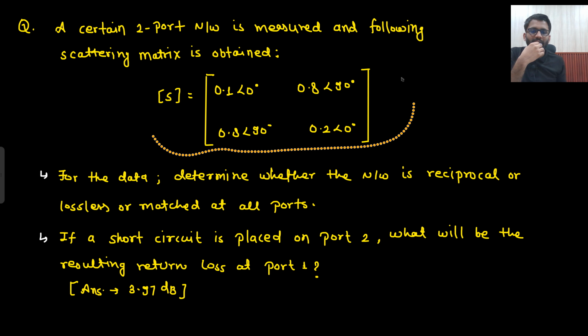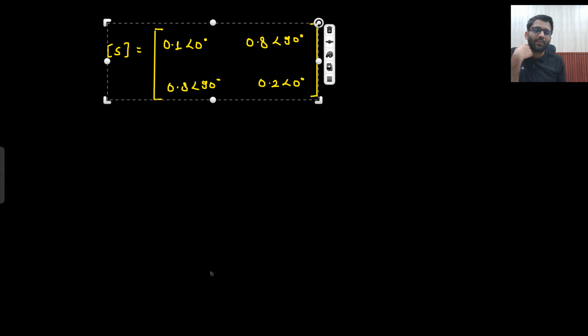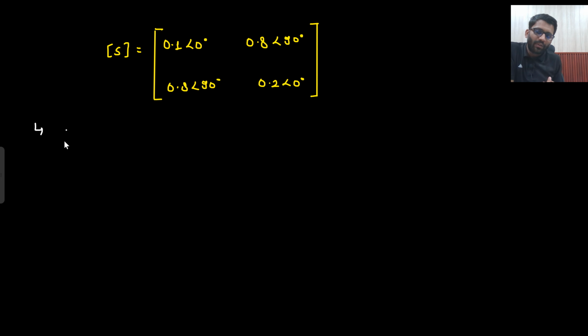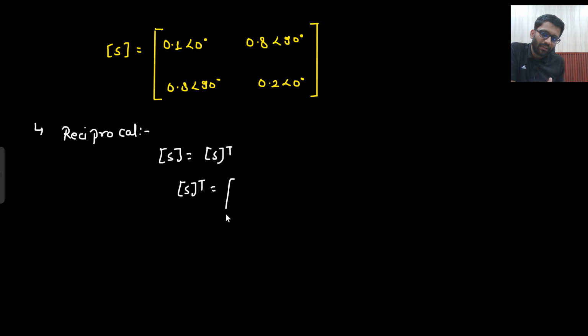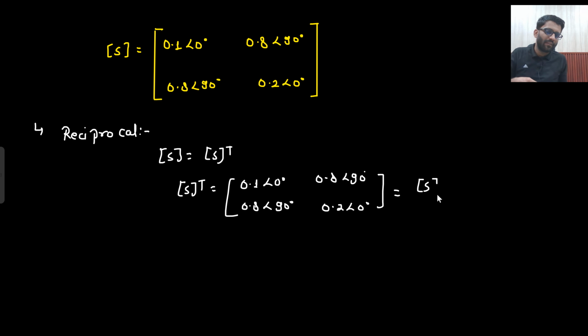First, let's answer the first one. Let's study this matrix. For reciprocal, what is the condition? S should be equal to S transpose. If I calculate S transpose, I get 0.1 angle 0 degrees, then 0.8 angle 90 degrees, 0.8 angle 90 degrees, 0.2 angle 0 degrees. This is simply equal to S only. If you calculate the transpose, you get that it is equal to S only. That means it is a reciprocal network.